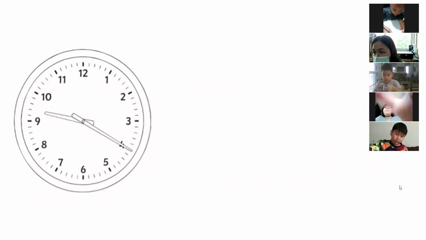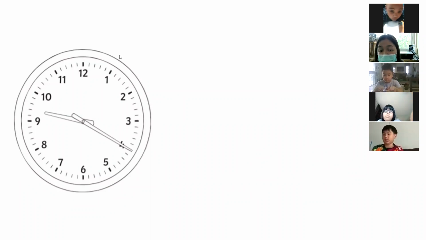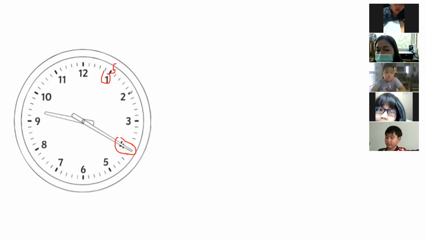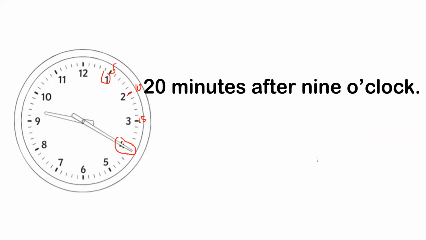Jiaokun? Okay, Jiaokun, so the long hand is pointing to 4. How many minutes is that? So it's pointing to 4, the long hand. How many minutes? 4 minutes. Is it 4 minutes? So we count this as 5, 10, 15, 20. Okay, so it's 20 minutes after 9 o'clock. Very good. So it's 20 minutes after 9 o'clock.